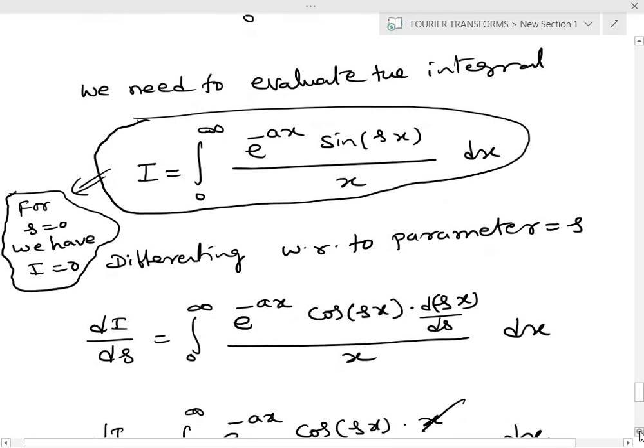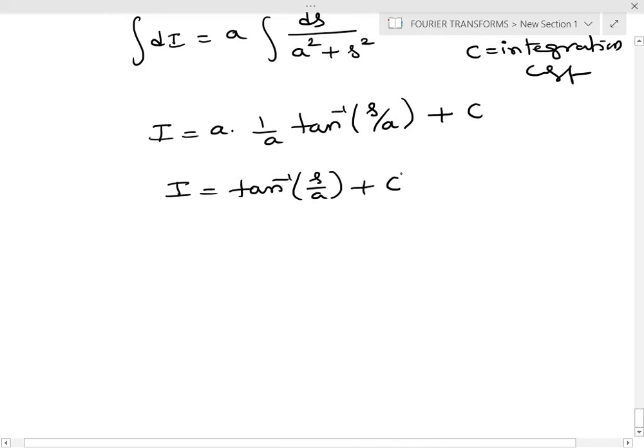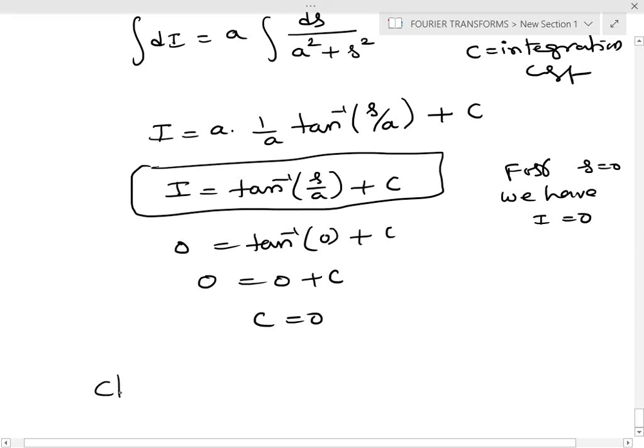The same logic I will use here. For s equal to 0, we have I equal to 0. So tan inverse of s equal to 0 means 0 plus c. So I have c equal to 0. Once I have c equal to 0, clearly I have I equal to simply tan inverse of s by a.